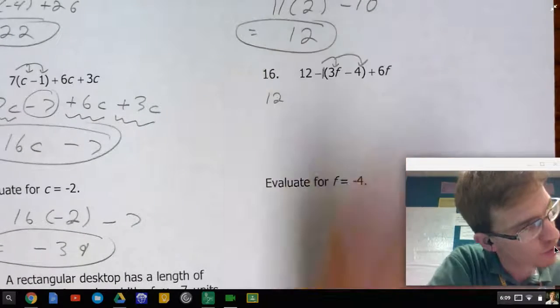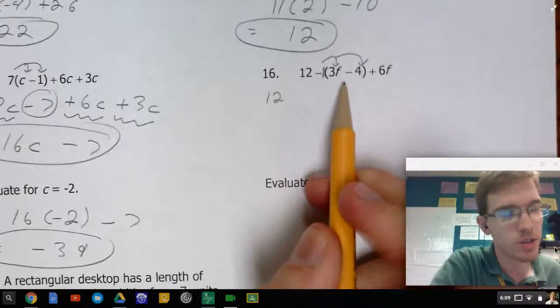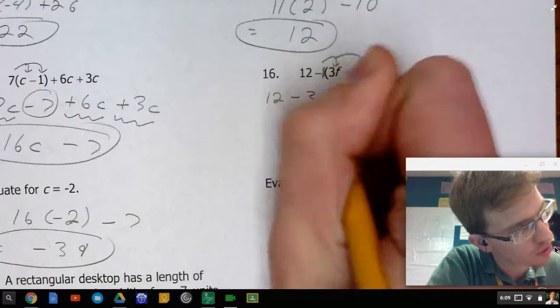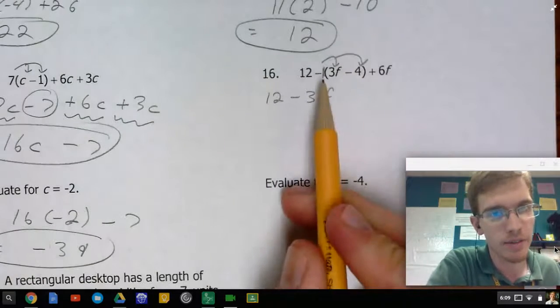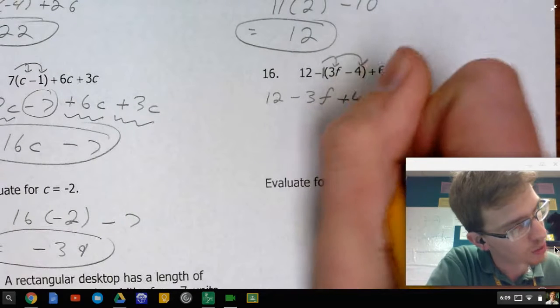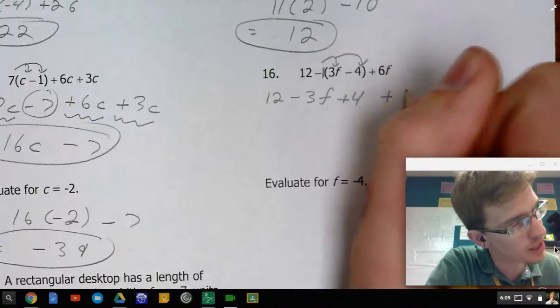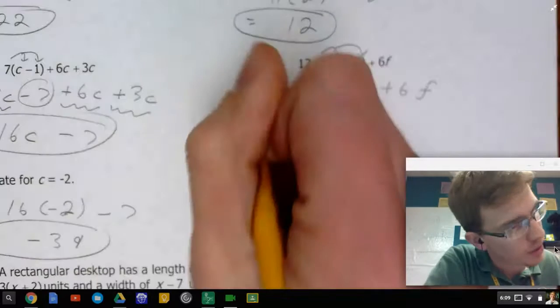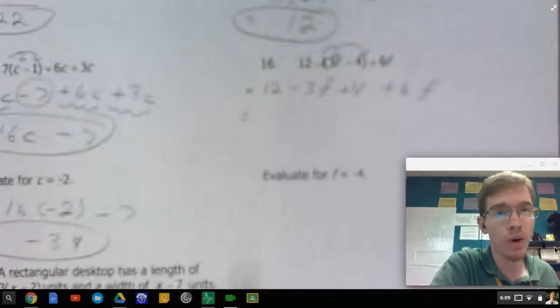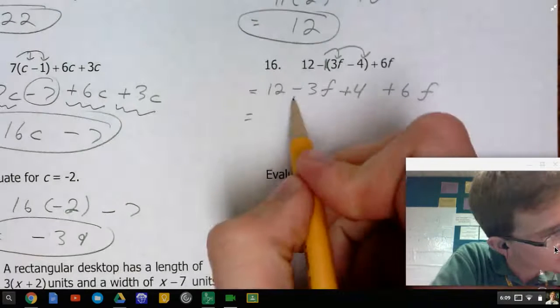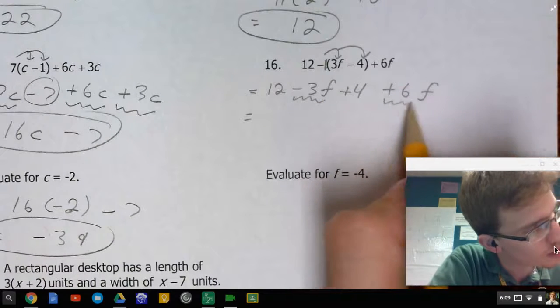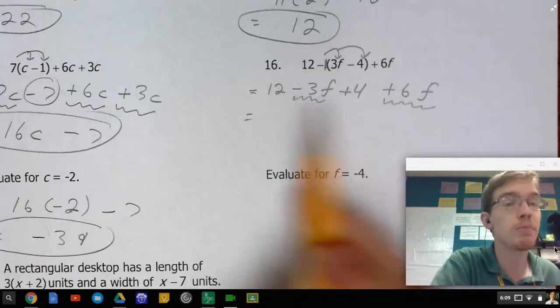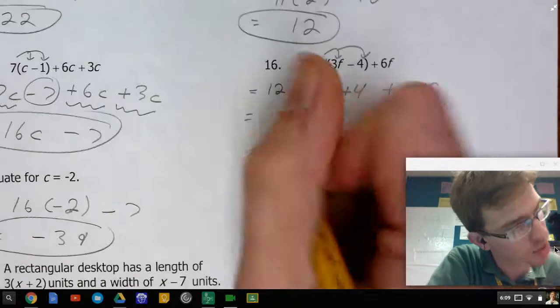So 12, negative 1 times 3 is negative 3, so negative 3f. Negative 1 times negative 4 is positive 4. Bring down the 6f. Okay, now we need to combine like terms. Actually, we can do it twice here. We have minus 3f and 6f. So negative 3 plus 6 is positive 3. So this is going to be 3f.